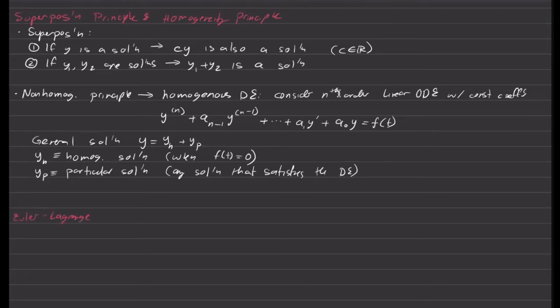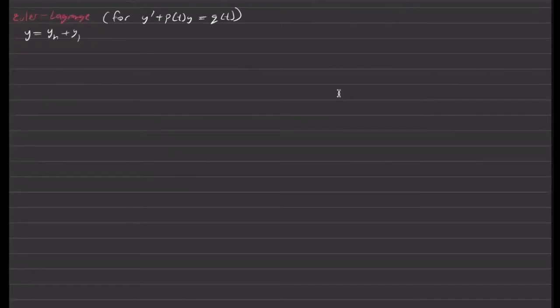Euler-Lagrange. Okay. And this is for differential equations of the form y prime plus p of t times y is equal to q of t. So we have our general solution y equal to yh plus yp. This is from the non-homogeneous principle. We need to determine both what yh and yp are. So let's do that here.